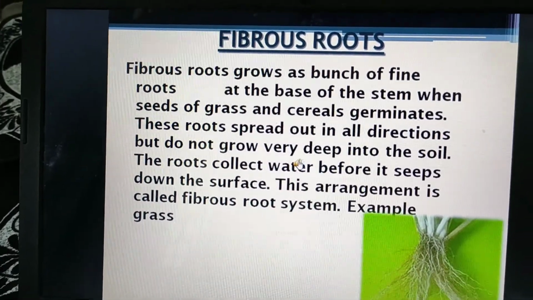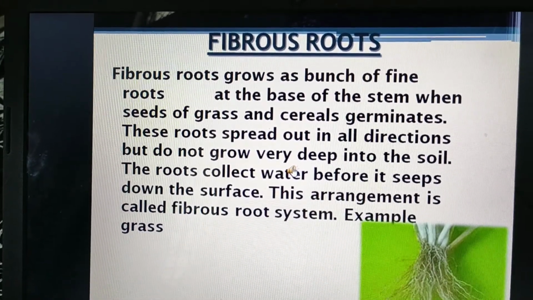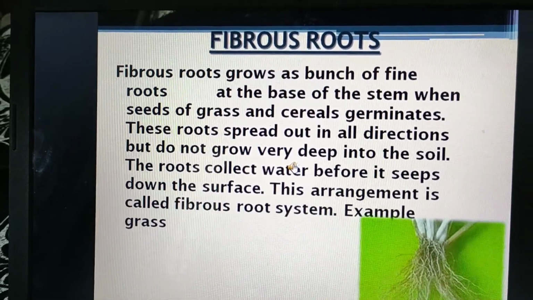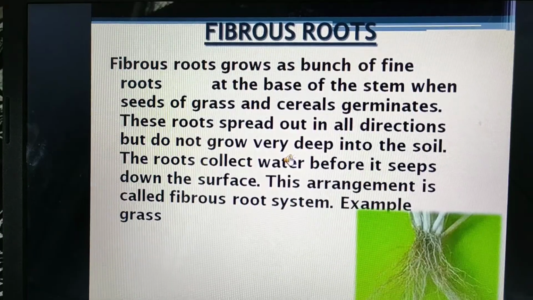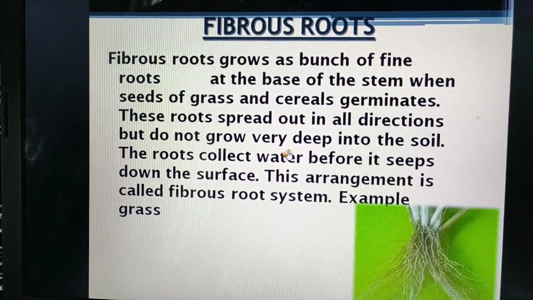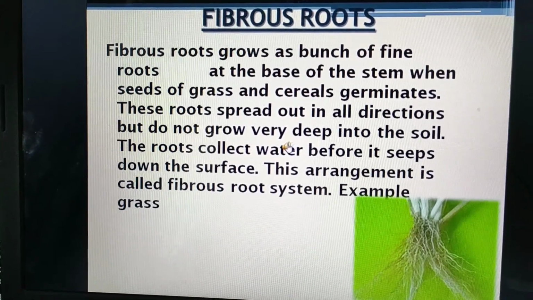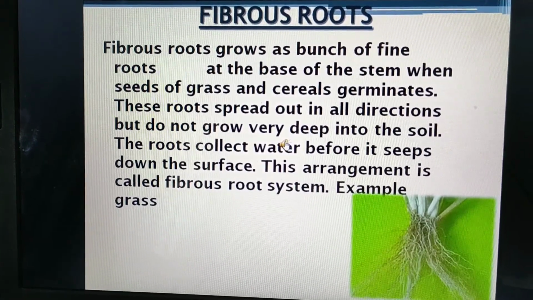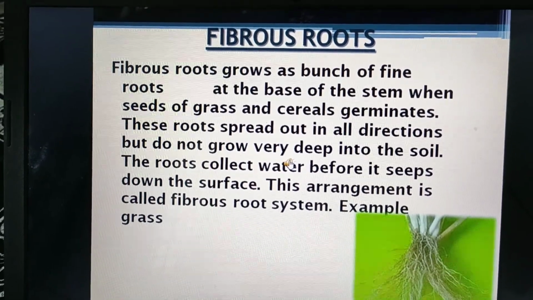Let us talk about fibrous roots. Fibrous roots grow as a bunch of fine roots at the base of the stem when seeds of grass and cereals germinate. These roots spread out in all the directions but do not grow very deep into the soil. The roots collect water before it seeps down the surface. This arrangement is called fibrous root system. Example, grass.